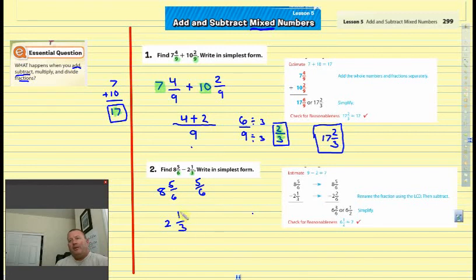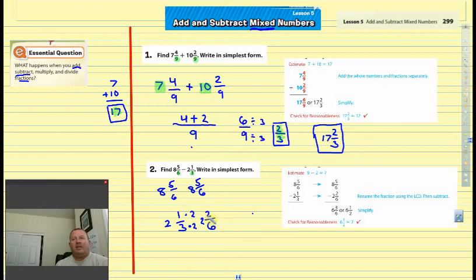Okay, and then my 1/3, well, I need to multiply to get to 6. What do I need to multiply by to get to 6? Well, I multiply by 2. 3 times 2 gives me 6, so I have to multiply up here by 2. 2 times 1 gives me 2, so I get 2/6. Then I replace, making sure I have my 8 here and my 2 here, and that's my new problem.